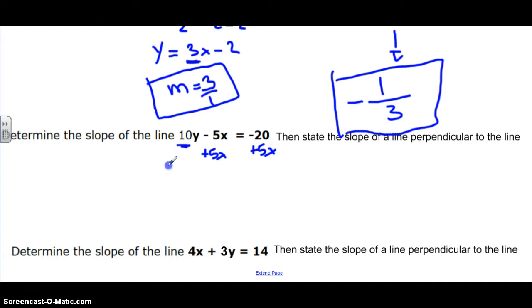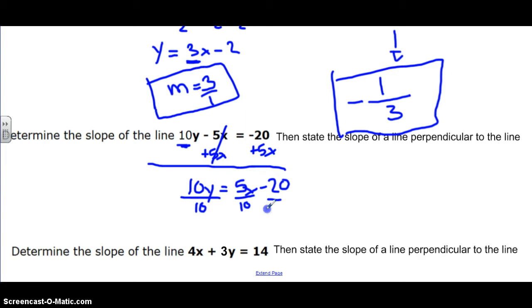So we add 5x to both sides. When I do that, this cancels out. I bring down my 10y. And that equals, not 25, they're not like terms, 5x minus 20. Now I can divide by 10, because that's the number in front of y. I'm dividing everything by 10, and that gives me, I put this in the calculator, y equals 1/2x minus 2. That leaves me, if I'm looking at this, my slope is going to be equal to 1/2, okay?